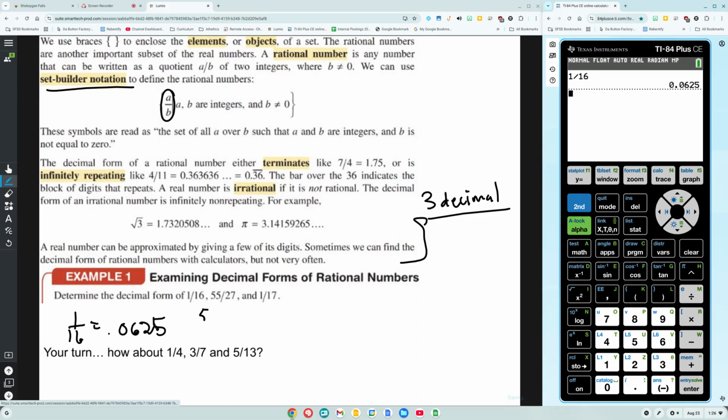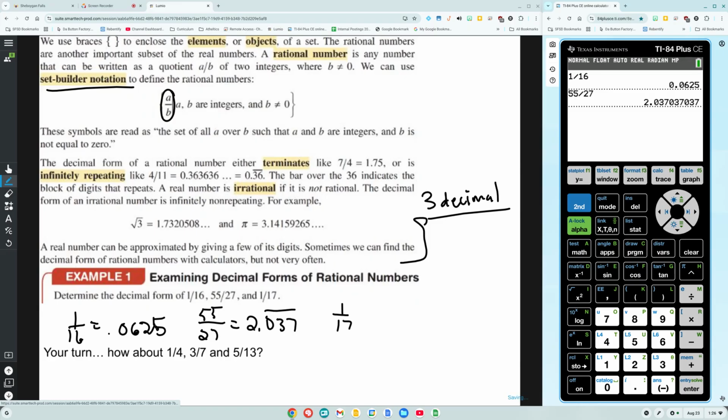55 over 27. Again, I can tell that this is a rational number, which means I'm going to have a terminating decimal, or I'm going to have something that repeats. I'll divide 55 by 27 in my calculator to help me out here. 2.037037, and I can see that repeating pattern. So I'm going to go ahead and say that this is exactly equal to 2.037. That bar has to go over the top of the 0, the 3, and the 7, because that's the repeating part.